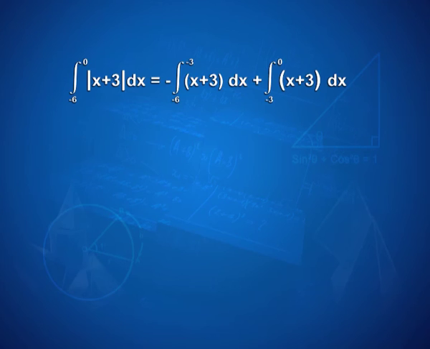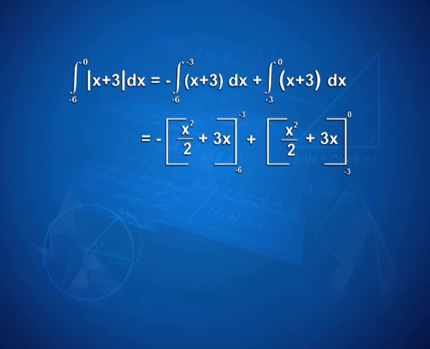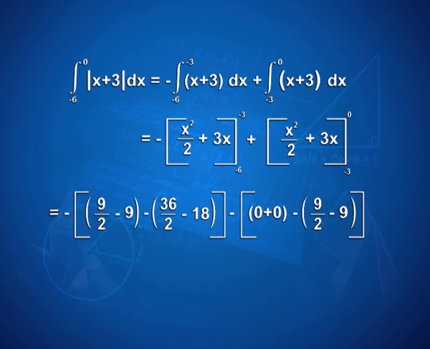Thus, integral minus 6 to 0 modulus of x plus 3 dx can be written as minus of integral minus 6 to minus 3 x plus 3 dx plus integral minus 3 to 0 x plus 3 dx, that is equal to minus of x square upon 2 plus 3 x with limits minus 6 to minus 3 plus x square upon 2 plus 3 x with limits minus 3 and 0, that is equal to minus of 9 upon 2 minus 9 minus 36 upon 2 minus 18 minus 0 plus 0 minus 9 upon 2 minus 9. That gives us on calculations 9 upon 2 plus 9 upon 2, that is equal to 9 square units.